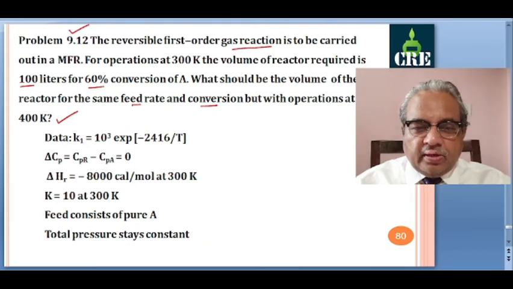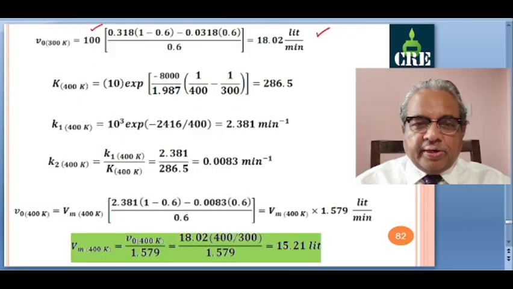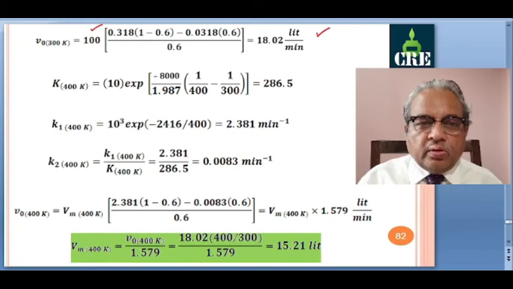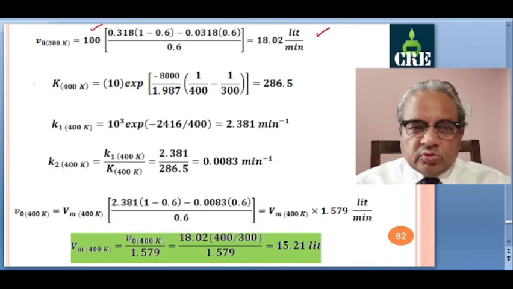K is 10 at 300. So we want to find out at 400. So what we will do? We will use the equations which we have used many times earlier. This K at 300, that is 10, multiplied by exponential.